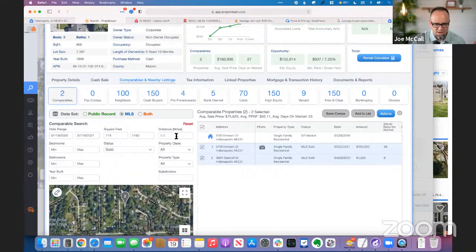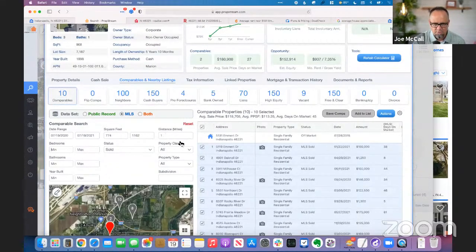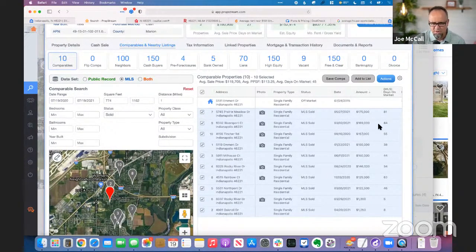All right. So now we only have two, so we need more. Let's do a 1 mile radius. Now we got a lot more. Okay. Let's sort this by amount. And we can see here we're priced in the last year between 774 and 1162. And that's the square footage. So we're in the right size. And I'm going to sort this by amount. And you can see here, okay, we're looking good.